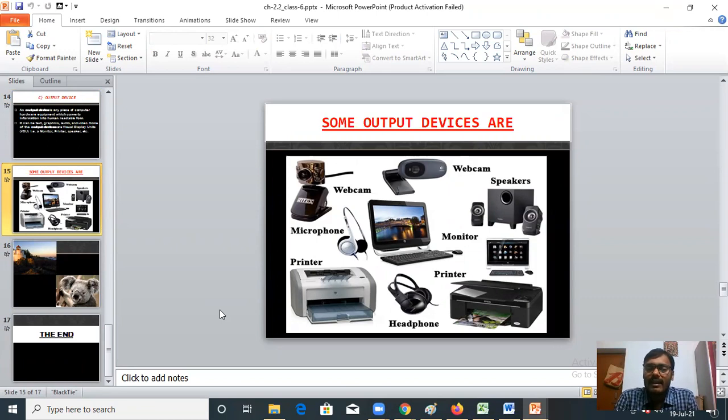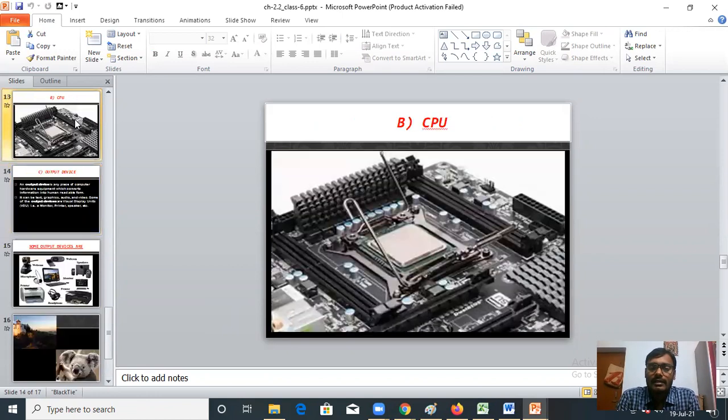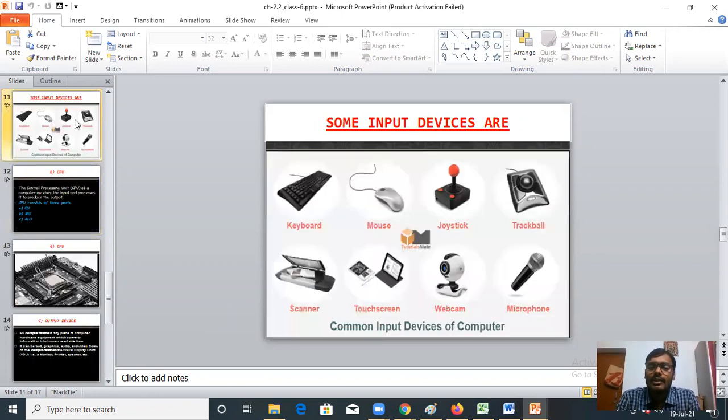For example, webcam. What is webcam? It is an input device. And monitor. What is monitor? It is an output device. Here headphone is output device, while microphone is input device. Speakers, output device. Printer, output device. And in this picture, all are input devices: keyboard, mouse, joystick, trackball, scanner, touch screen, webcam, microphone, all are input devices.